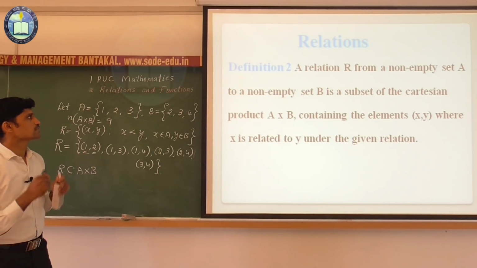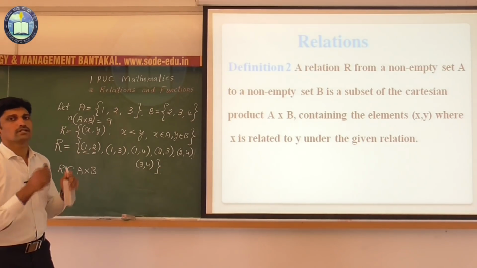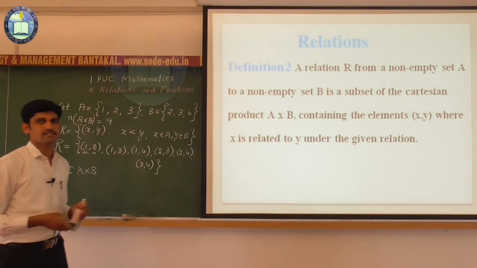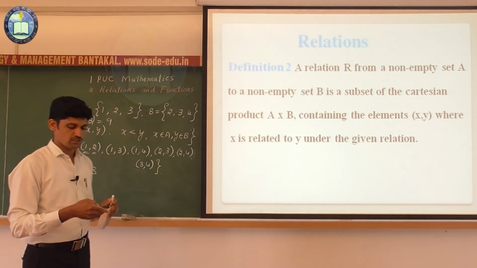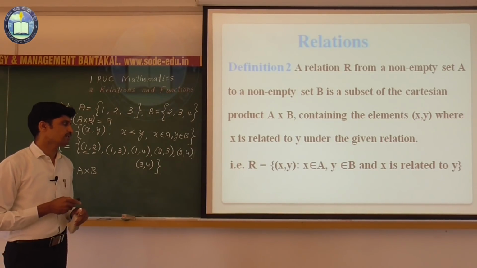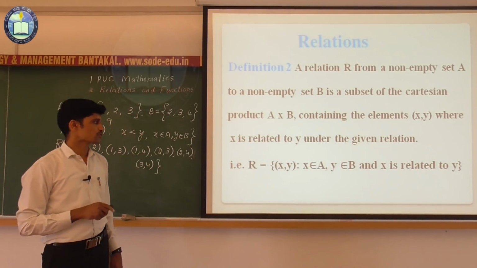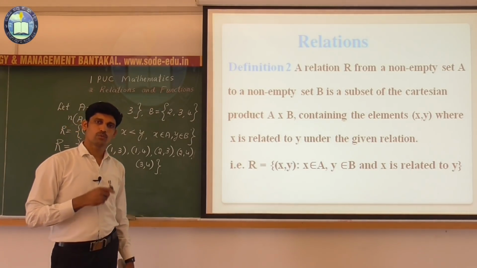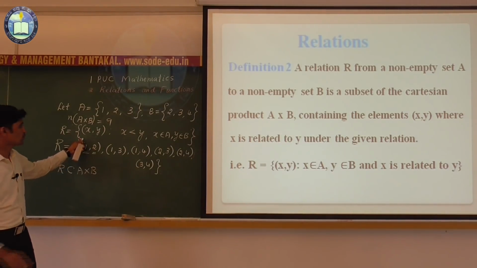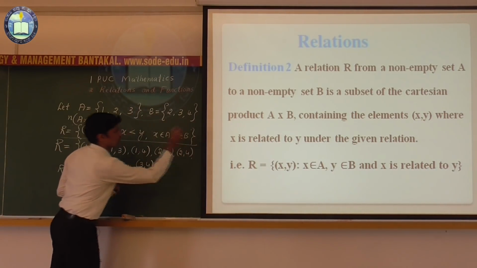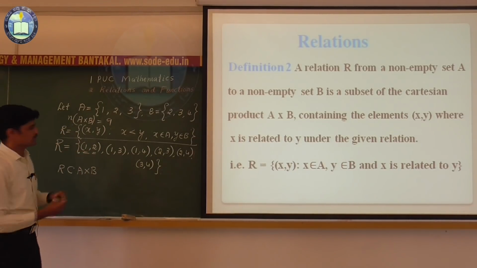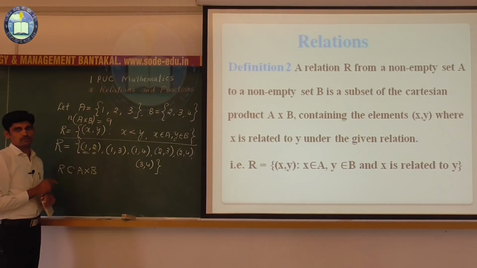Therefore, a relation is clearly a subset of the Cartesian product of two sets containing the elements x comma y, where x is related to y under the given relation R. So, R is equal to the set of all x comma y, where x belongs to set A, y belongs to set B, and x is related to y. This method of writing the relation R is known as the set builder method or rule method of writing the relation, because a relation itself is a set which is a subset of the Cartesian product of two sets.